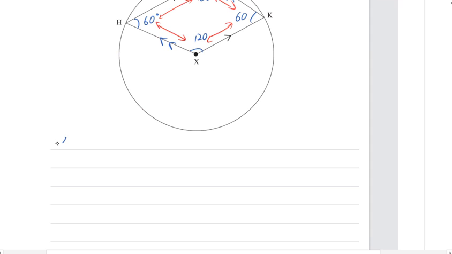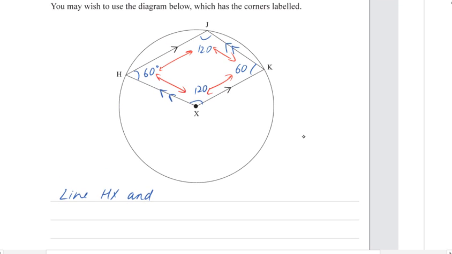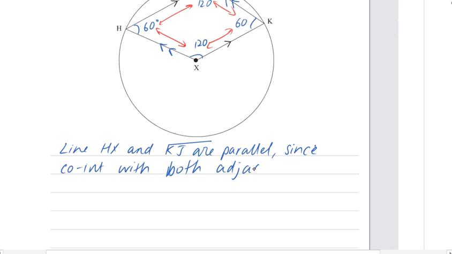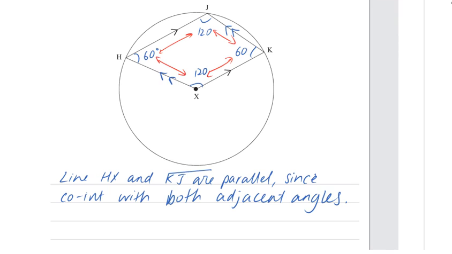So we can say line HX and KJ are parallel, since co-interior with both adjacent angles. Okay, so that's one reason, and the language that you use is up to you so long as you explain that same point. So that's talking about parallelness.